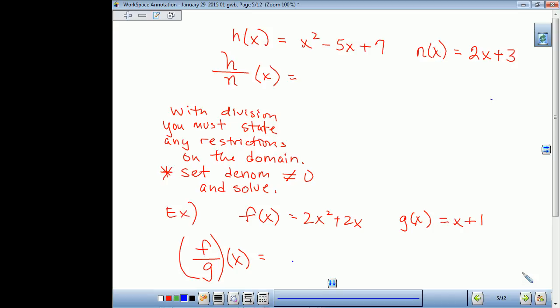So h of x and n of x are represented by those two polynomial functions. If we had to find h divided by n of x, we would write h over n, and see if we could simplify it. So all you have to do is simplify. You don't have to divide. We can leave the answer just like this if it doesn't simplify. And this one doesn't.